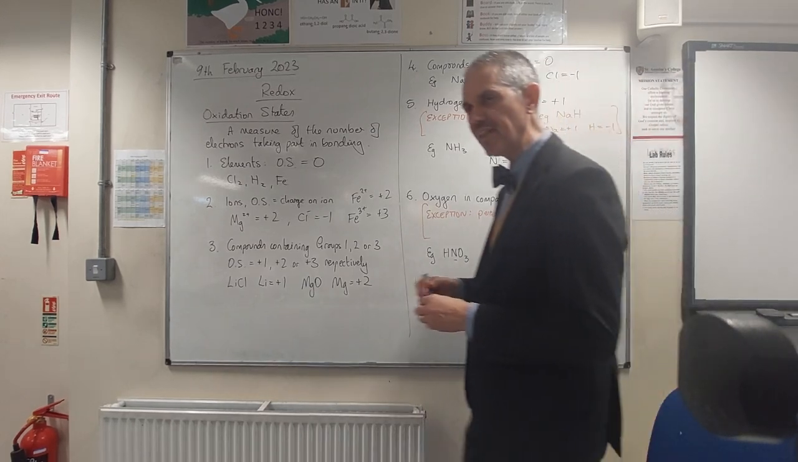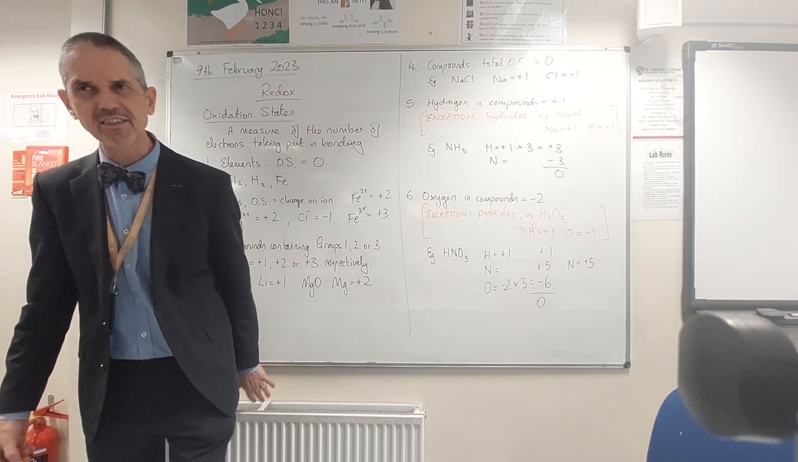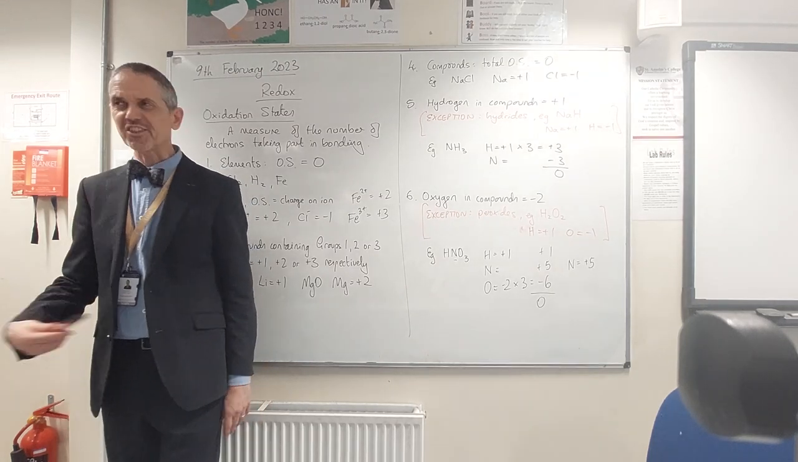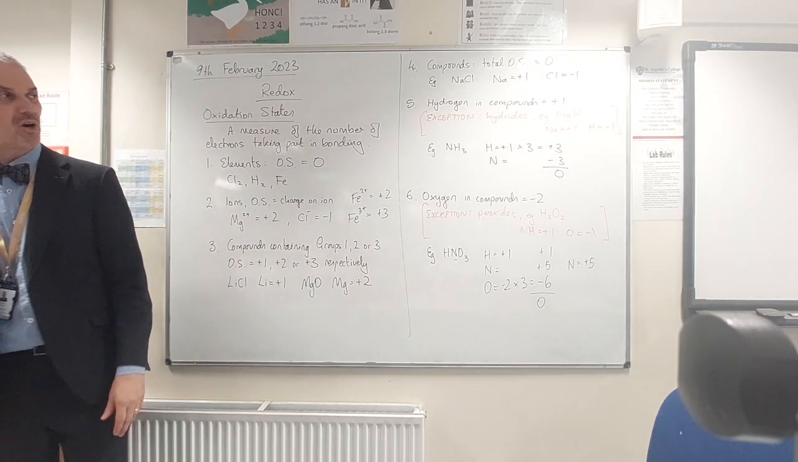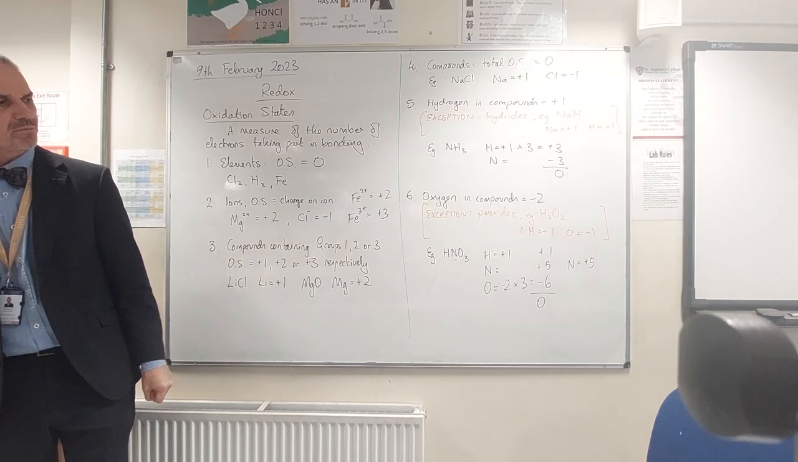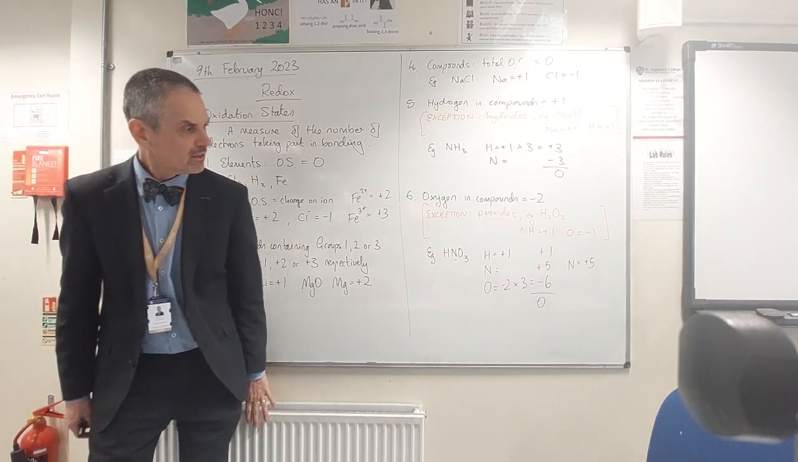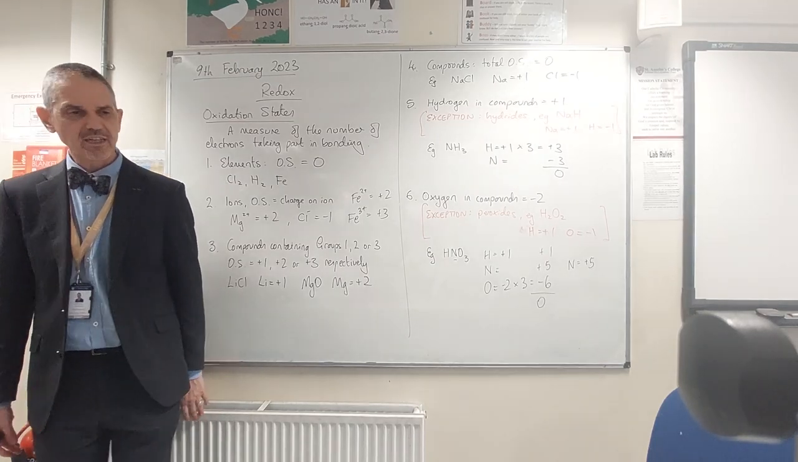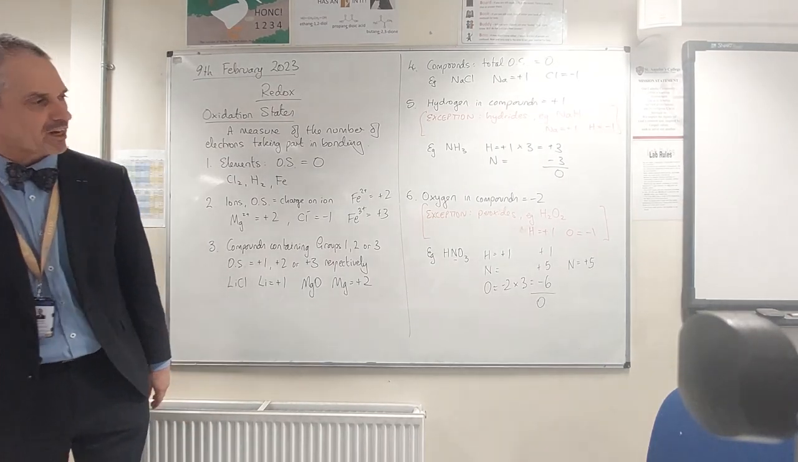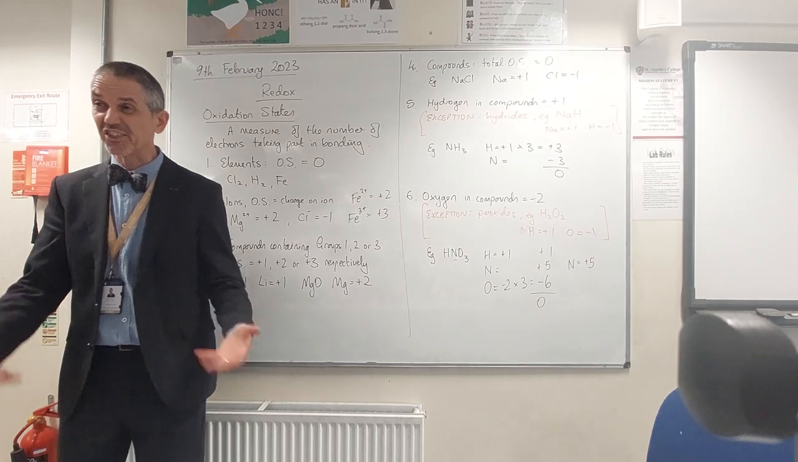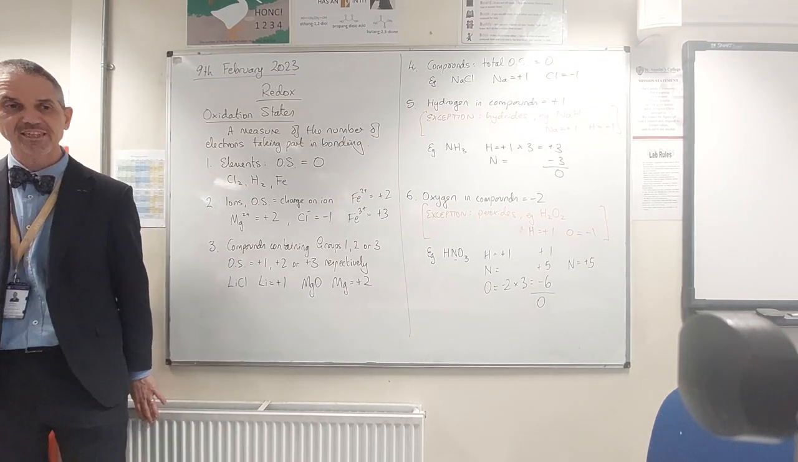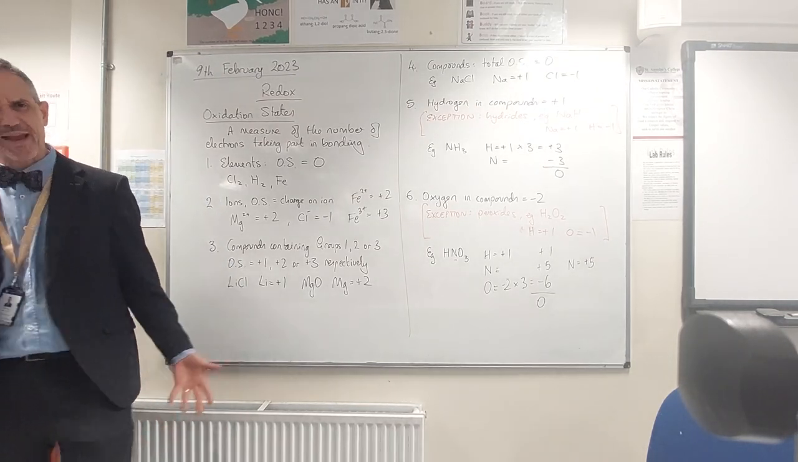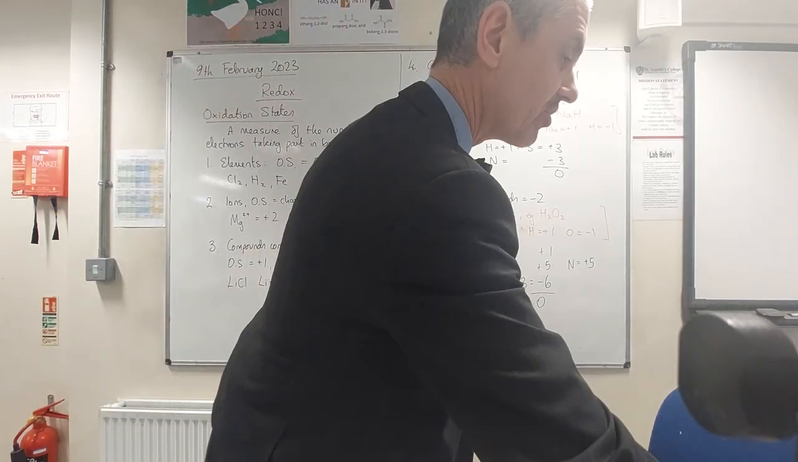Plus five. And again, that doesn't mean nitrogen's got a plus five ion. That's not what it means. It means that nitrogen's using five electrons in bonding. But apart from that, it doesn't really mean a lot. Nitrogen might not even be using five electrons in bonding. It's just a number that's going to help us solve problems. Think about it like that. It's more like maths than chemistry, really. Oxidation states.